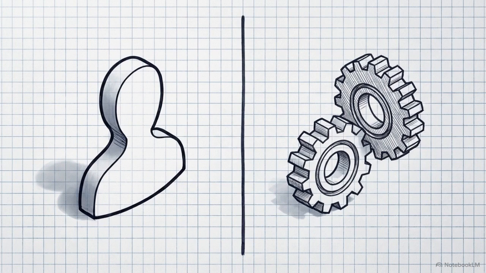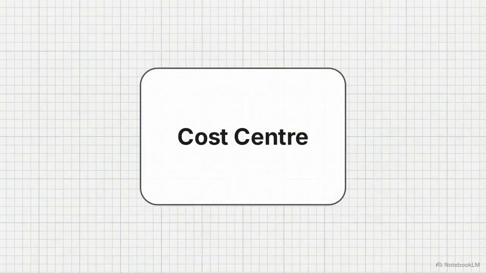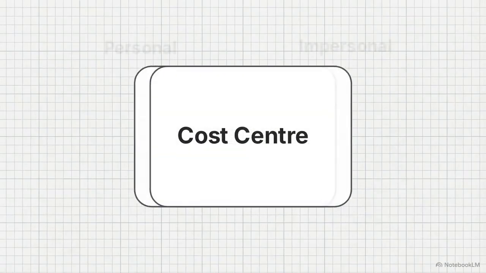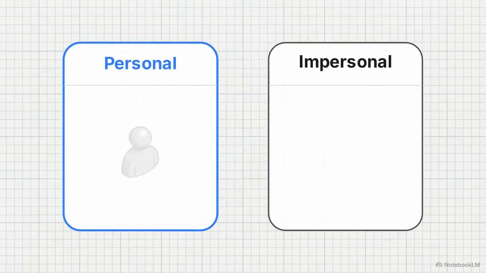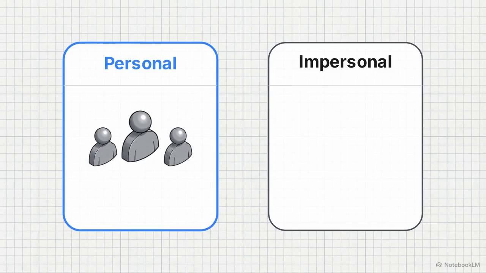Cost centers are further categorized by their composition, using a binary between personal and impersonal centers. The blueprint separates into two categories based on what is accumulating the cost. A personal cost center consists of a person or a distinct group of persons. An impersonal cost center represents any unit that is not personal, such as plant machinery.